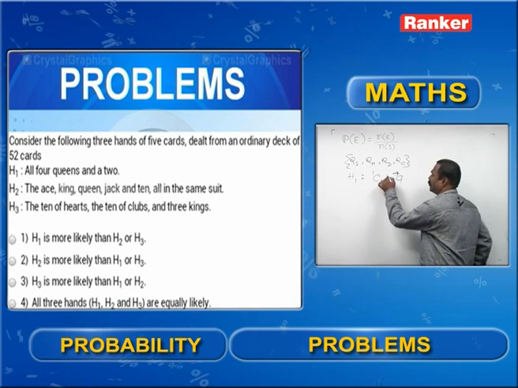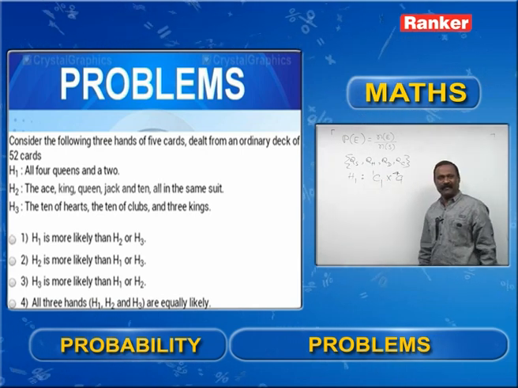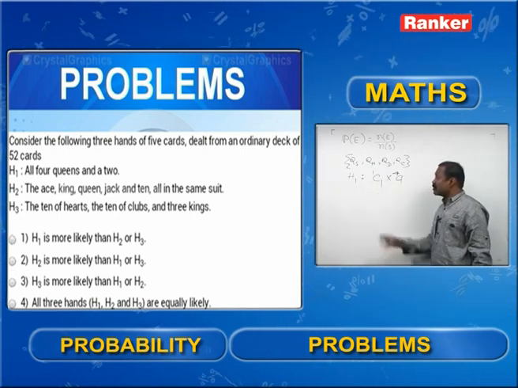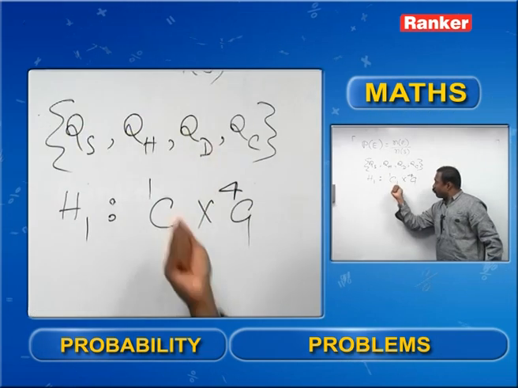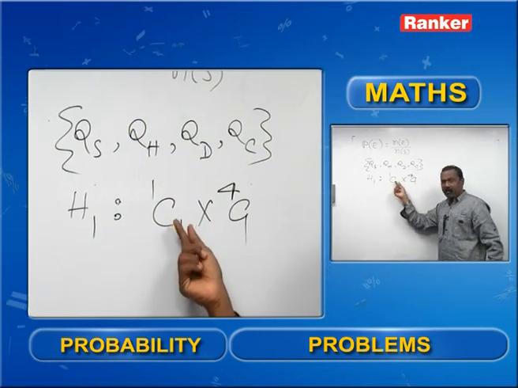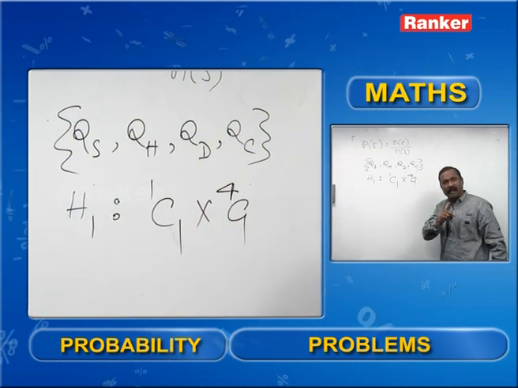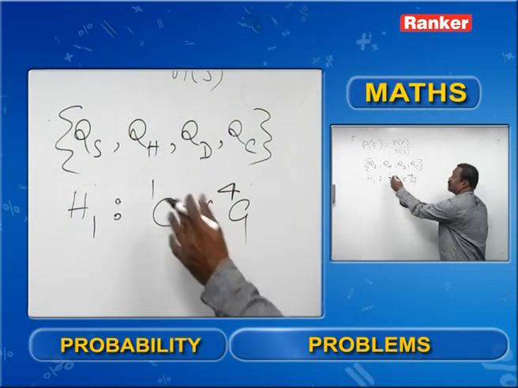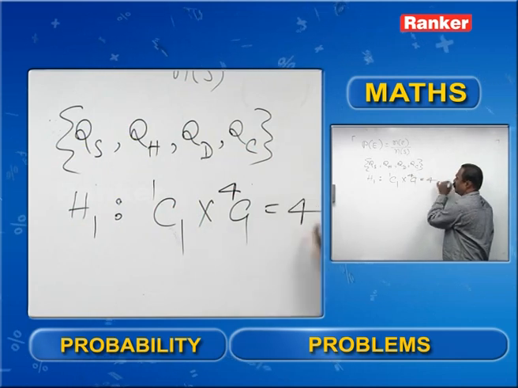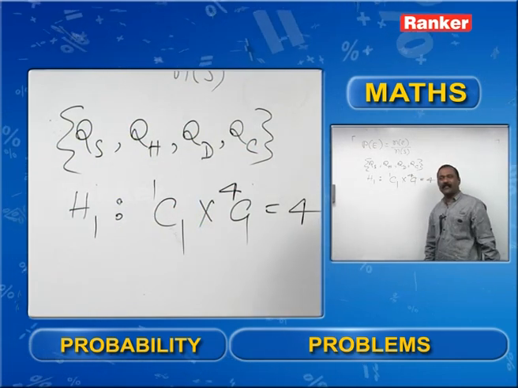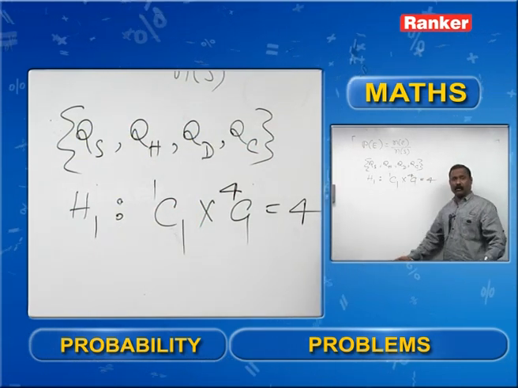First operation, second operation: 1C1 into 4C1. 1C1 is what? It consists of all the 4 cards. And 4C1 is what? From 4 10s you are choosing only 1 10. So the first operation, second operation can be done in 4 different ways. H1 is nothing but 4.